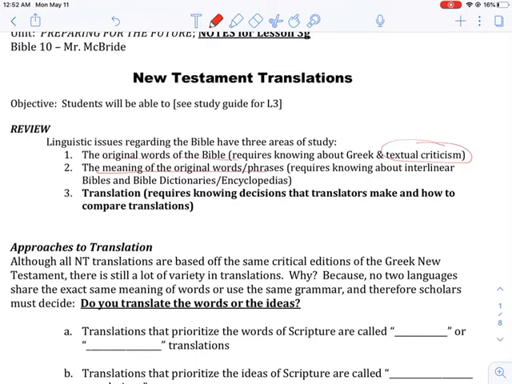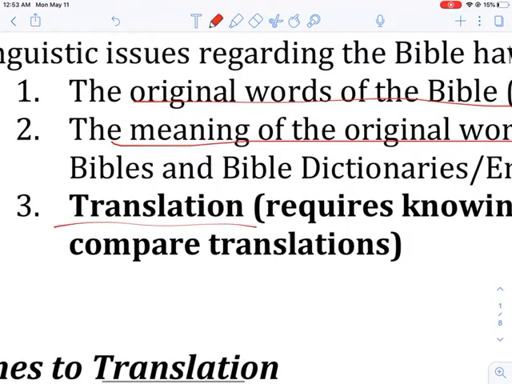Then finally, the question is, okay, you know the original words, you know their meaning, now what do you do? You have to translate this, communicate this to others who may not have access to Greek and know all the ins and outs of ancient language, language and culture, and understand what's being communicated. And so translation is a third area where scholars spend time talking about what's the best way to communicate this idea, this word, this concept from ancient Greek to today's languages.